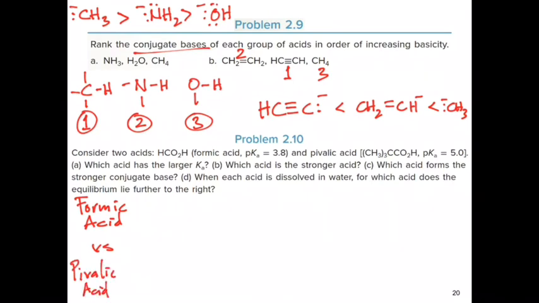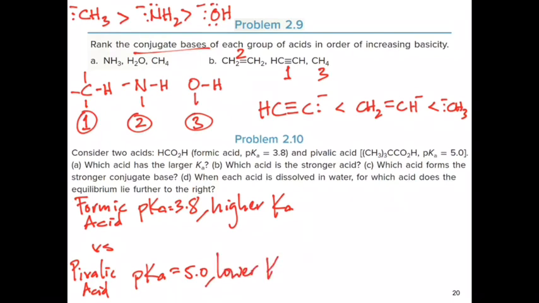All right, and we're given the pKa values. The pKa of formic acid is 3.8, and the pKa for the other acid is 5.0. And so since formic acid has a lower pKa value, that means that it has a higher Ka value. And the acid that has a higher Ka value is the stronger acid.